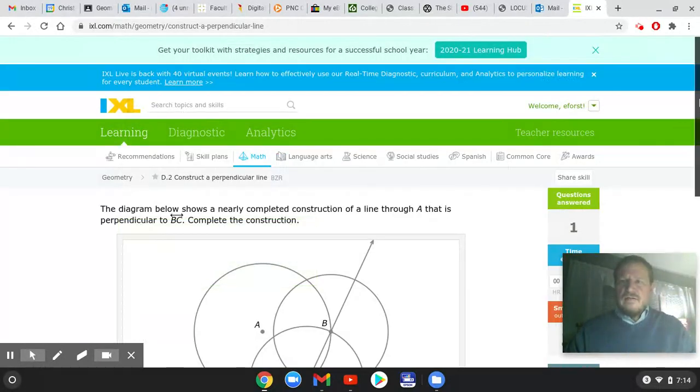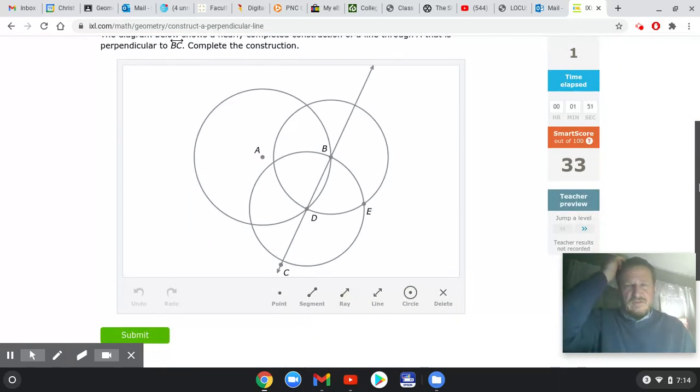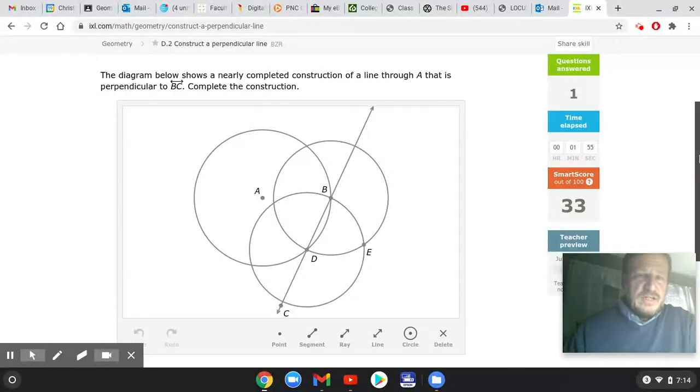All right, let's try another one here. This is not as difficult either. This is another straight line here. We don't have to use a circle yet. But when you look at these three circles, what you're trying to figure out is BC, right? BC is going to be your line this way. And what you're trying to do is construct a line through A that is perpendicular. And you guys know this perpendicular line goes this way.